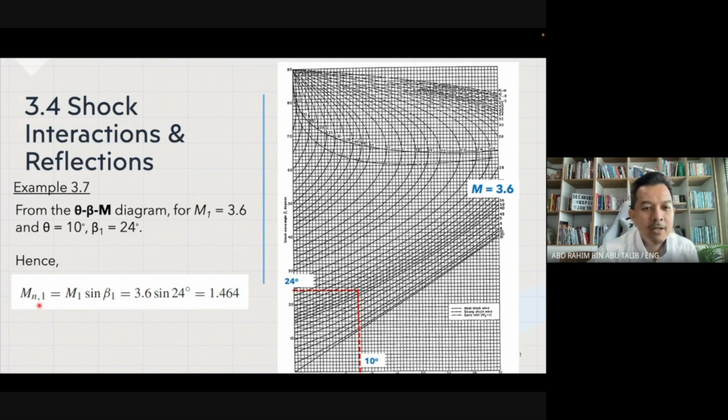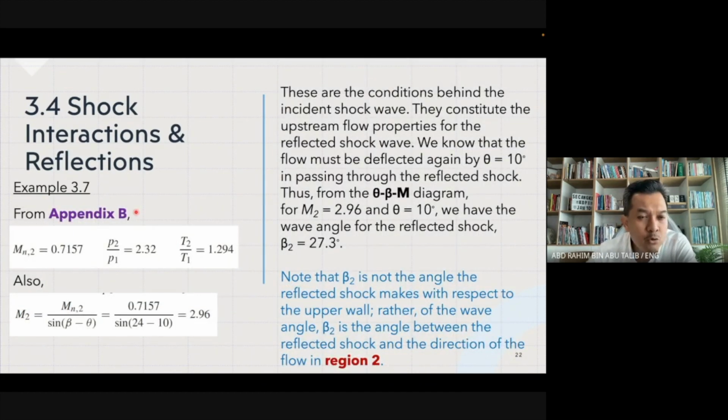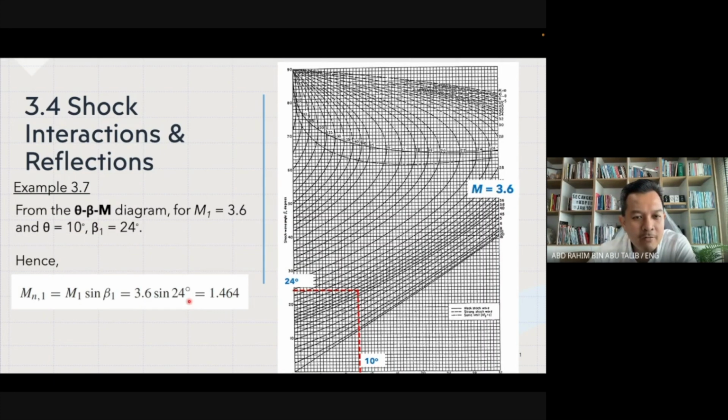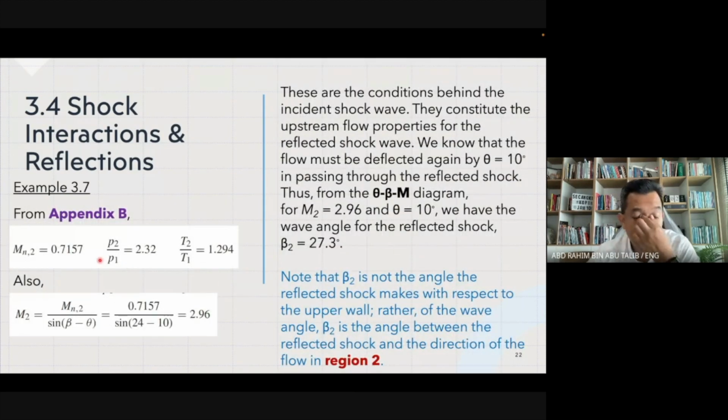Using the equation, Mn1 equal to M1 sine beta 1, you put the numbers there, you will then get 1.464. Right? I hope we are going very slow so that you can follow through the steps. Then, step number 2, you look at Appendix B. From Appendix B, you read the corresponding values for Mn1 1.464. You will get Mn2 to become 0.7157. The pressure ratio 2.32.